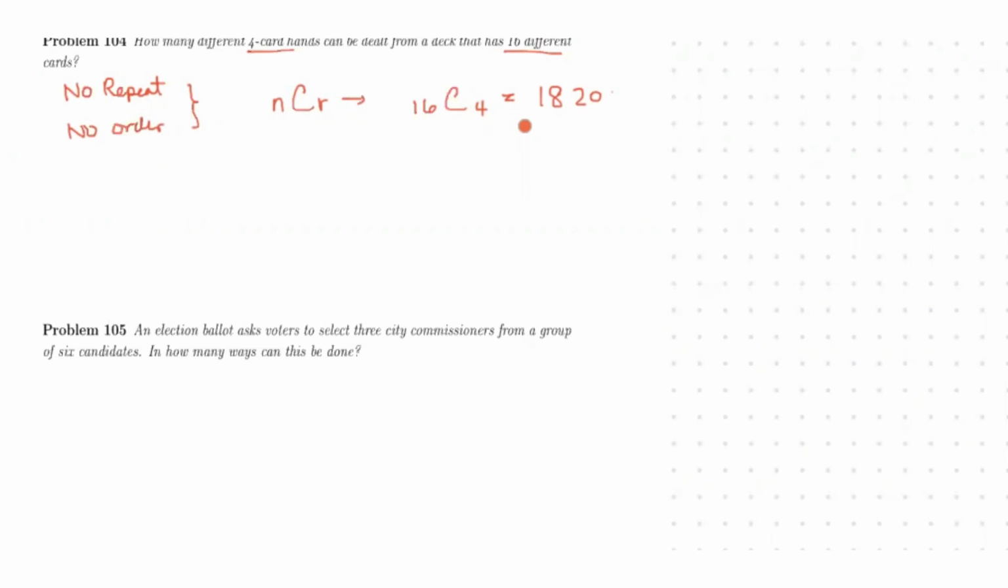105. Election ballot asks for 3 city commissioners from a group of 6 candidates. Order does not matter. Combination. So 6, we choose 3. That is 20.